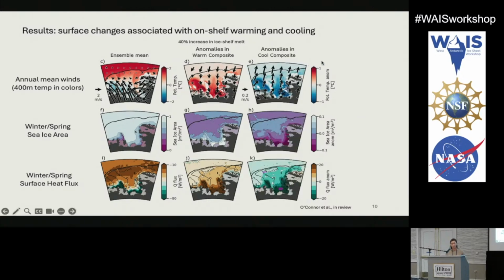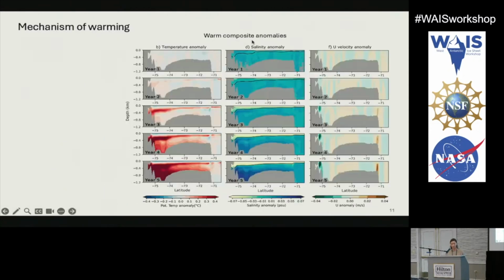And what you see in the cool composite is the opposite response. So we have southerly winds, which is blowing the sea ice away from the coast, opening up the polynyas, and you're getting a ton of surface heat loss near the coast. So how do these northerly winds and closed polynyas actually lead to this 40% increase in ice shelf melt? So next I'll focus on the warm composite anomalies to explain that mechanism.